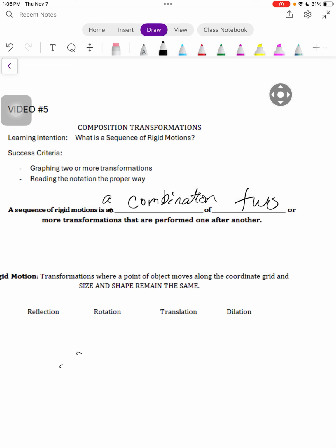Okay, video number 5, composition of transformations. So we're going to be doing a sequence of rigid motions. A sequence of rigid motions is a combination of two or more transformations that are performed one after another.